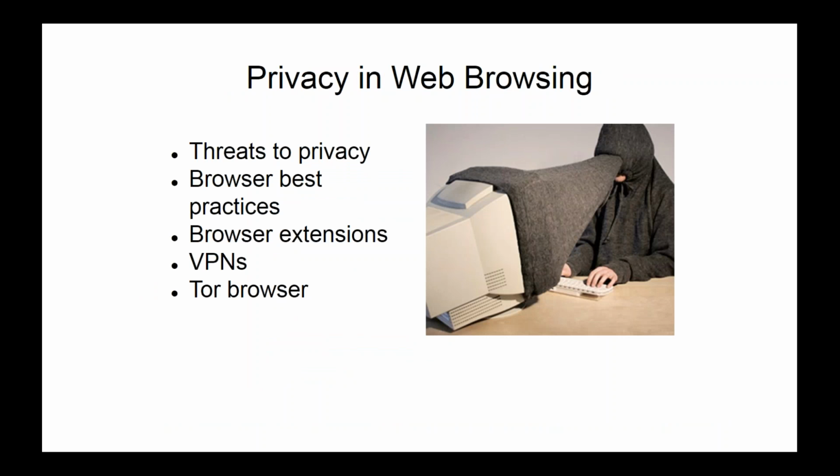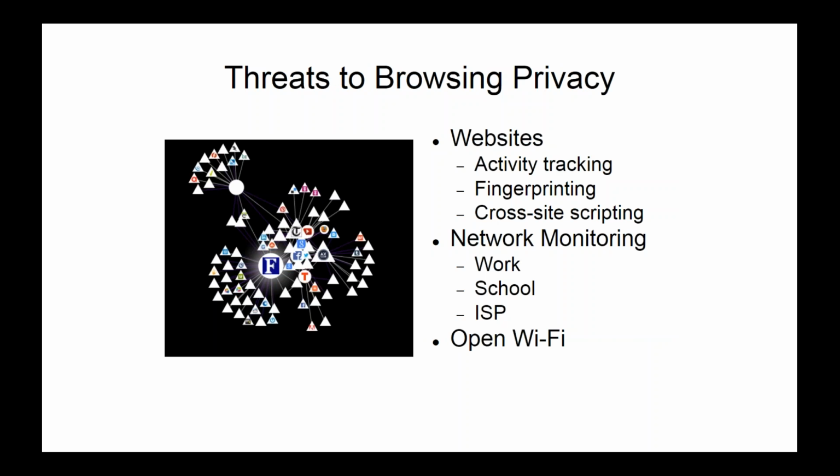So we're going to talk about the threats to privacy, browser best practices, in other words, things you can do about how you use your browsers to protect your privacy, specific browser extensions like HTTPS Everywhere that Deborah mentioned, VPNs or virtual private networks, and the Tor browser. So that's what we're going to hope to cover here.